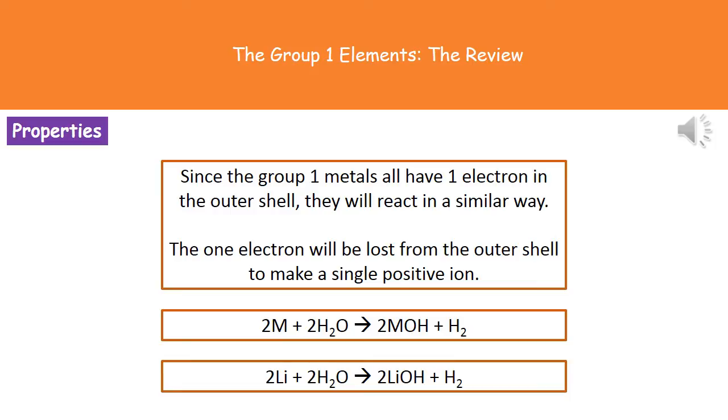So when we look at it, we're going to have 2 of our metal plus 2 water, H2O, and that's going to make 2 of our metal hydroxide plus hydrogen gas, which is H2. Anytime that you're asked to write one of those balanced symbol equations for the alkali metals and water, it will be exactly the same because they all react in the same way. They've all got one electron in their outer shell, so they're all going to end up with 2 of the alkali metal reacting with 2 molecules of water to make 2 molecules of our metal hydroxide and 1 molecule of hydrogen gas.